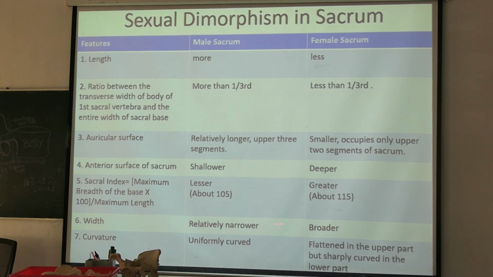The width of the sacrum is relatively narrower in male and broader in case of female. All these changes in females help in the childbirth process. And curvature is uniformly curved in male sacrum, and in female it is flattened in the upper part and sharply curved in the lower part. Okay, so this you remember.